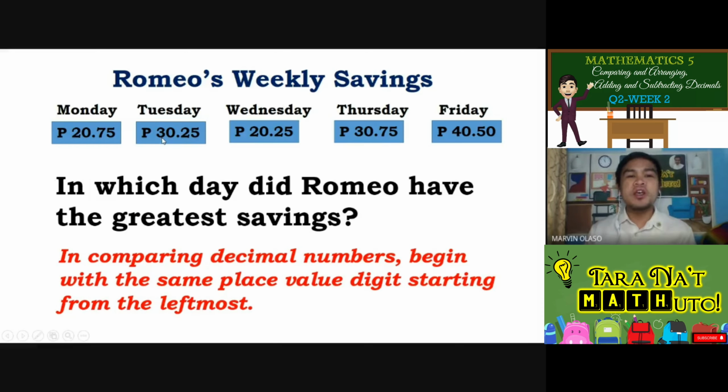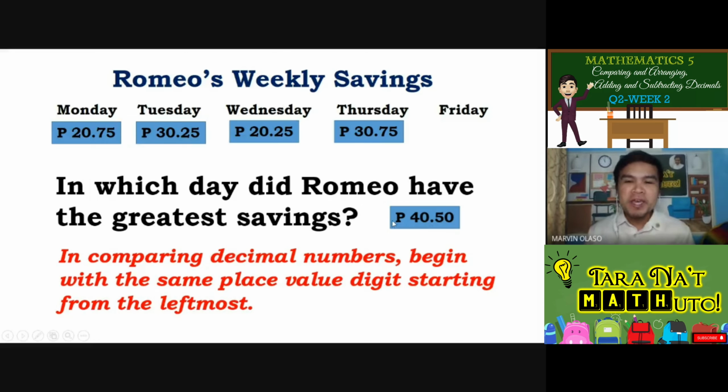20, Tuesday 30, Wednesday 20, same with Monday. Thursday 30, same with Tuesday. And for Friday, we have 40. So by looking at the whole number, alam mo na agad kung alin ang mataas na halaga. Yes, it's 40. Therefore, kayang-kaya mo nang sagutin. So the greatest savings was on the Friday. So it was on Friday, Romeo had the greatest savings.